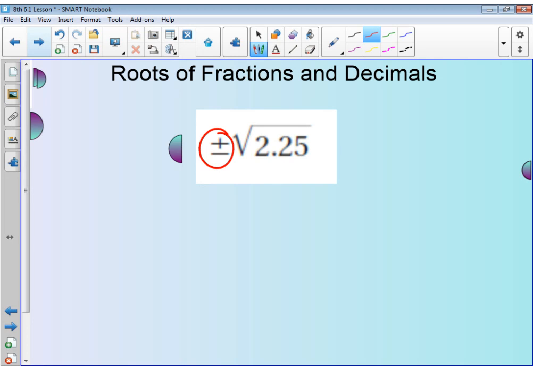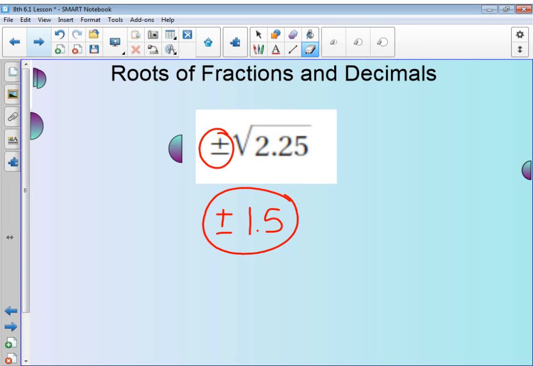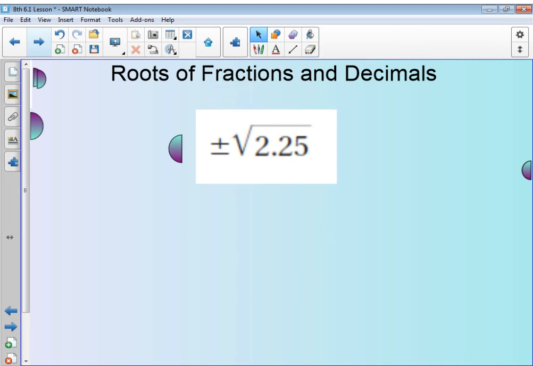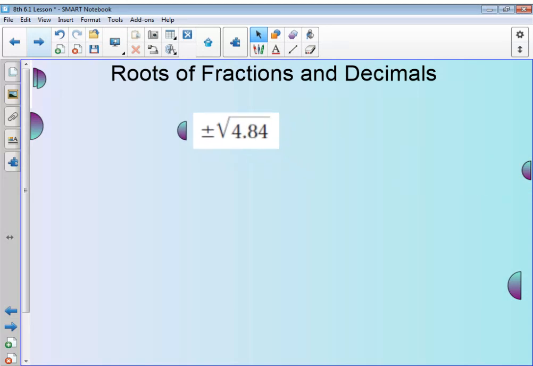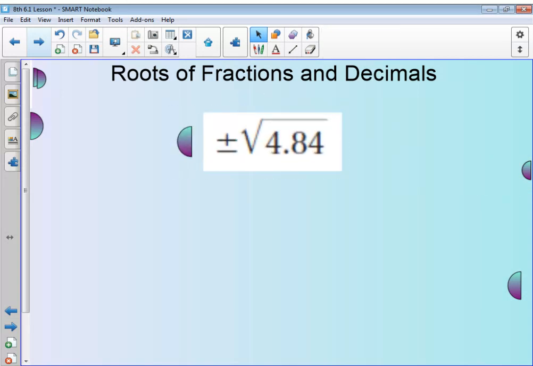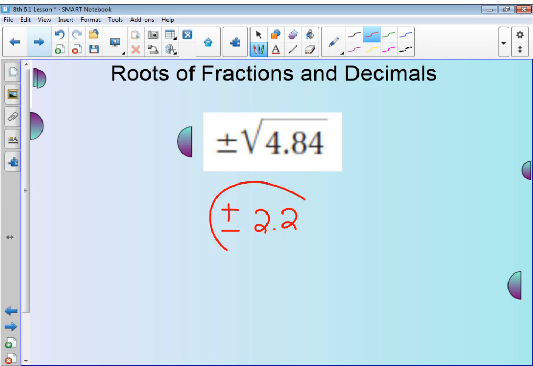Okay, so 2.25, the square root of that would be 1.5, so plus and minus 1.5. This would be my final answer. Remembering, if it asks for the positive and the negative, I have to include those in my final answer. Okay, so this time they're asking for the positive and negative of the square root of 4.84. So I've got the positive and the negative, and now the square root of 4.84 gives me 2.2. This is my final answer.